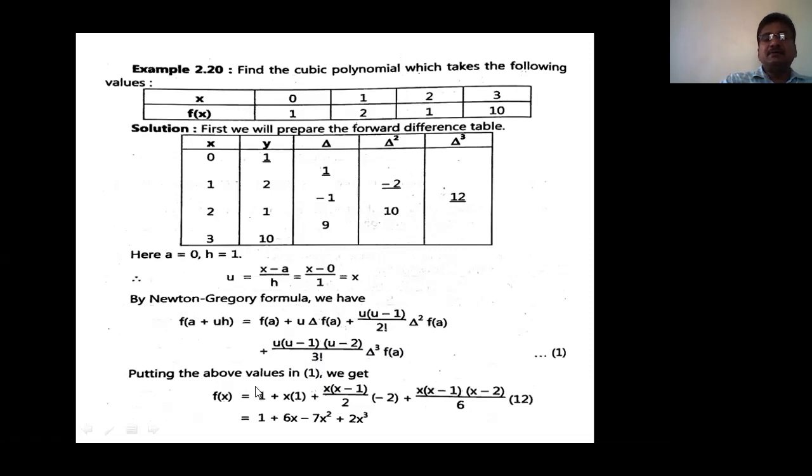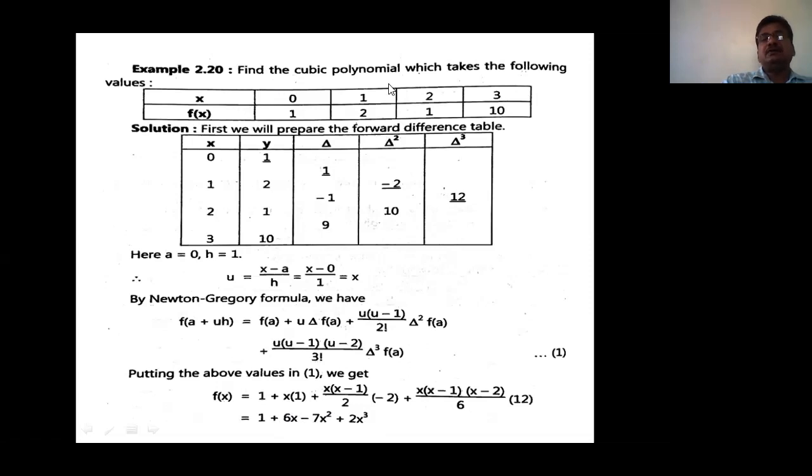And then substitute the values, with x as x. The value of f of a is 1. The value of delta f of a is 1. And u is x, so substitute u and all the values of delta f of a, delta square f of a, delta cube f of a, and we get this answer. Observe f of x is 1 plus 6x minus 7x square plus 2x cube. This is the polynomial of degree 3.